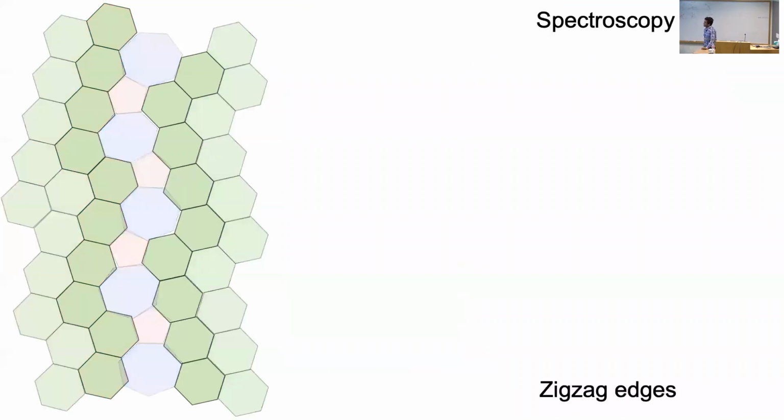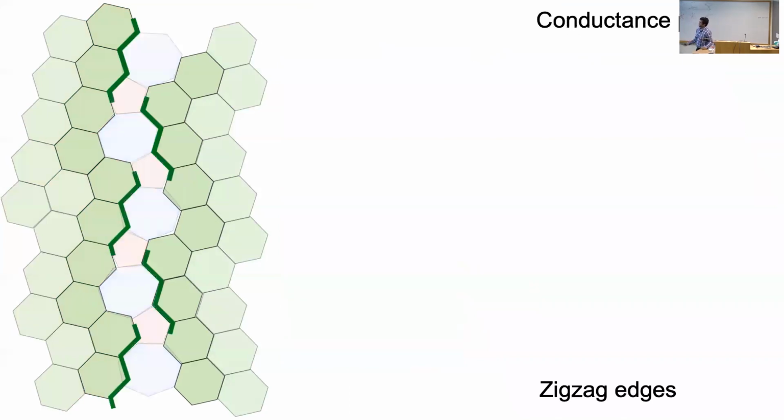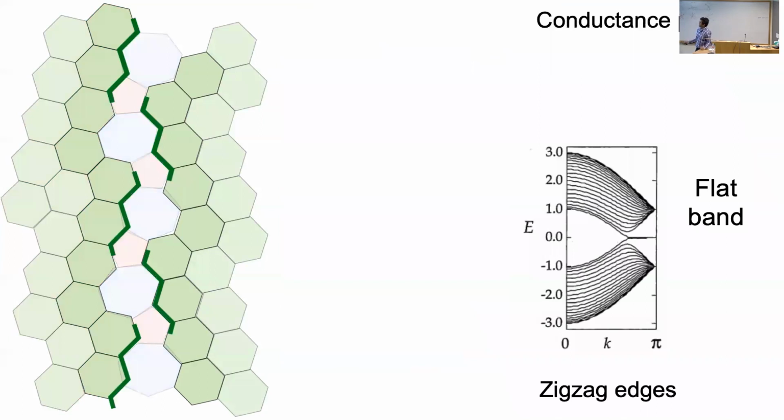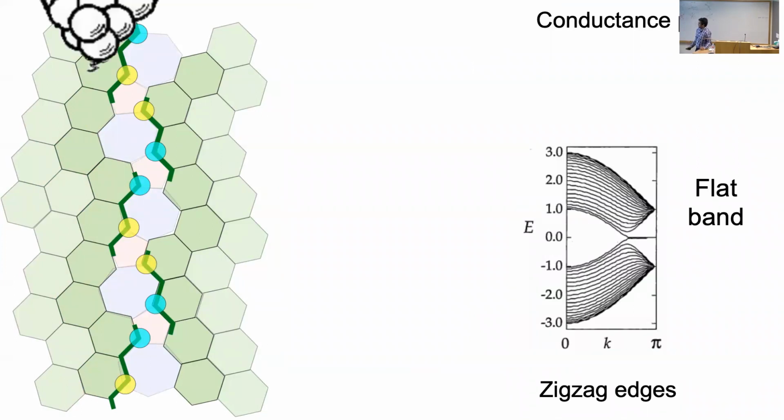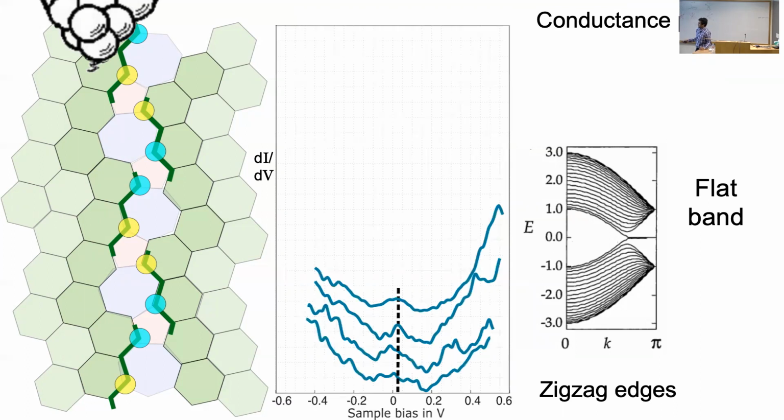Now I'm going to first start with the zigzag edges. Remember the zigzag edges that I was talking about, that have localized electronic states and a flat band. And this flat band exists around the energy level 0. So what we are going to do is bring the tip close to the edges, and try to probe these localized electronic states to see if there's even a flat band that exists on these grain boundaries. And so that's a curve of dI/dV, differential conductance. And on the x-axis, you have the sample bias. So the 0 over here corresponds to the 0 over here.